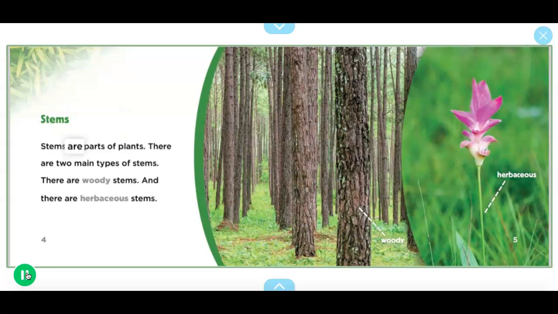Stems. Stems are parts of plants. There are two main types of stems. There are woody stems and there are herbaceous stems. So if we look at this picture, this is a picture of a tree, and the tree's trunk is a stem. It looks very different than the stems we were looking at earlier, but this is also a stem. It holds the plant upright and brings nutrients from the soil up to other parts of the tree. So this is a stem, while this little green thing over here is also a stem.